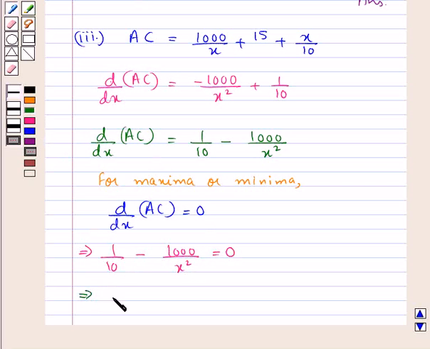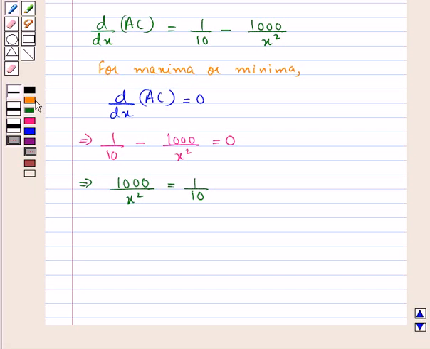which gives us 1000 upon x square is equal to 1 upon 10, and from here we have x square is equal to 10,000. This gives us the value of x as 100. Now, the number of items produced cannot be negative, so we do not take the value of x as minus 100. So, we take only the positive value of x, that is plus 100.